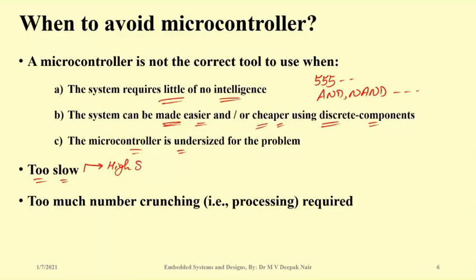Sir, in point C, the problem is undersized for the microcontroller. That means it's too small to use a microcontroller, right? Yes. Undersized means, in both cases, you can take it this way. For example, you are using a microcontroller to do very complex programming, or you are using a microcontroller for small issues. So it works both ways, vice versa.